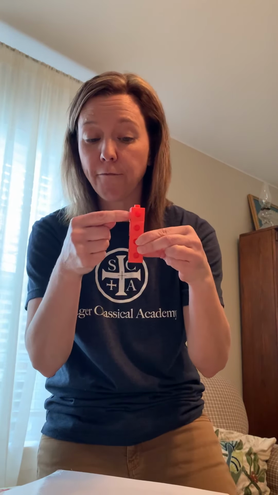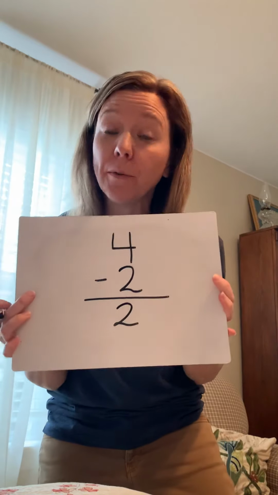1, 2, 3, 4. Now I'm going to subtract 2. So how many do I take away? 2. I take away 2. Okay. How many do I have left? 1, 2. I can already hear you shouting, it's a double! You're right, it is a double. Okay, so 4 minus 2 is 2.